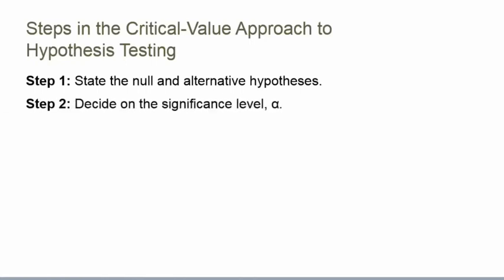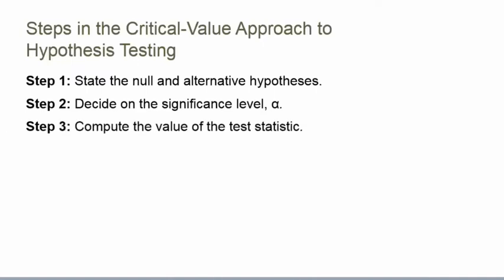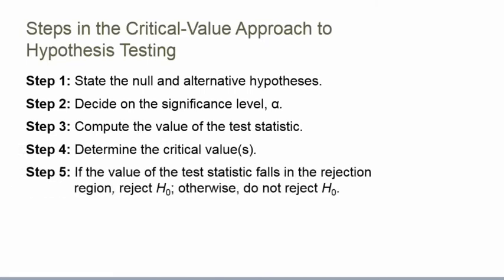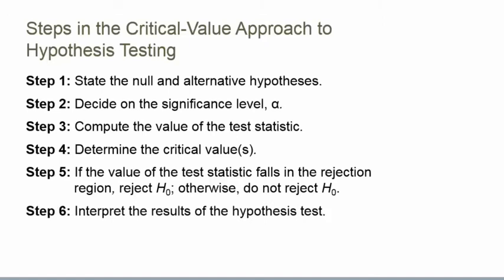Step 2. Decide on the significance level alpha. Step 3. Compute the value of the test statistic. Step 4. Determine the critical values. Step 5. If the value of the test statistic falls in the rejection region, reject H sub 0. Otherwise, do not reject H sub 0. Step 6. Interpret the results of the hypothesis test.